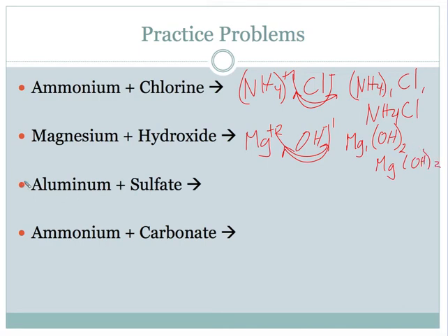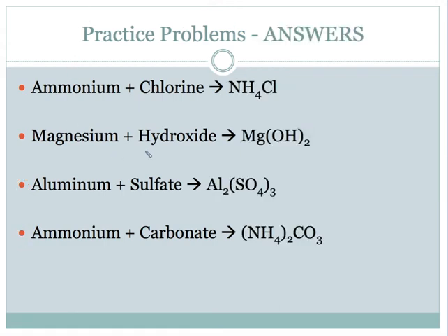I would like you to try these last 2 on your own. Pause the video, try those. I'll give you the answers on the next slide. So there is aluminum sulfate, Al2(SO4)3, and ammonium carbonate, (NH4)2CO3.